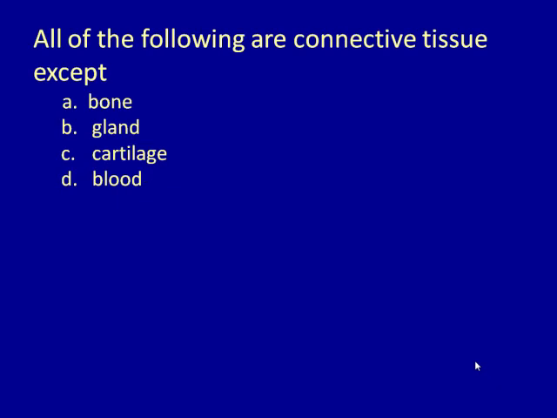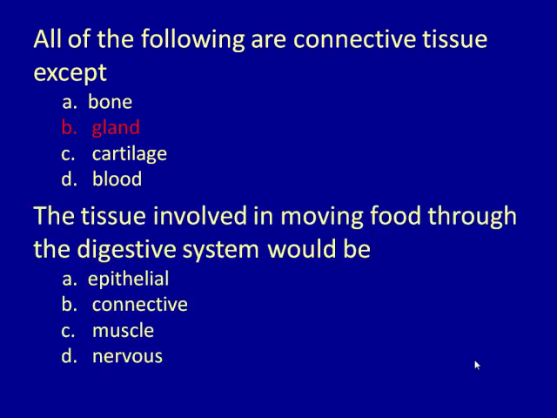All of the following are connective tissue except bone, gland, cartilage, or blood. The correct answer is gland. All glandular tissue is epithelial. The tissue involved in moving food through the digestive system would be epithelial, connective, muscle, or nervous. Remember, muscle tissue is involved in movement, so the correct answer here is muscle tissue.